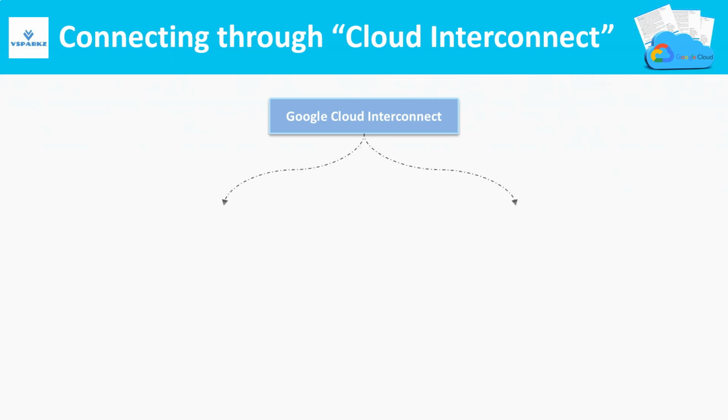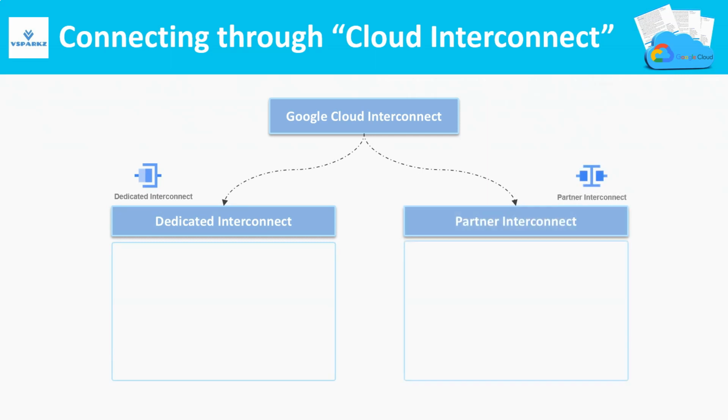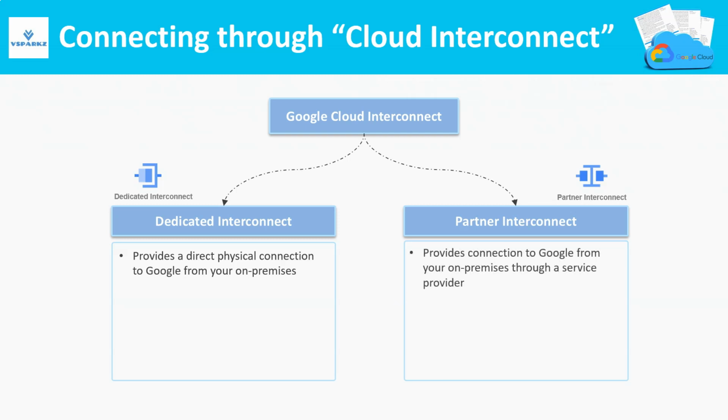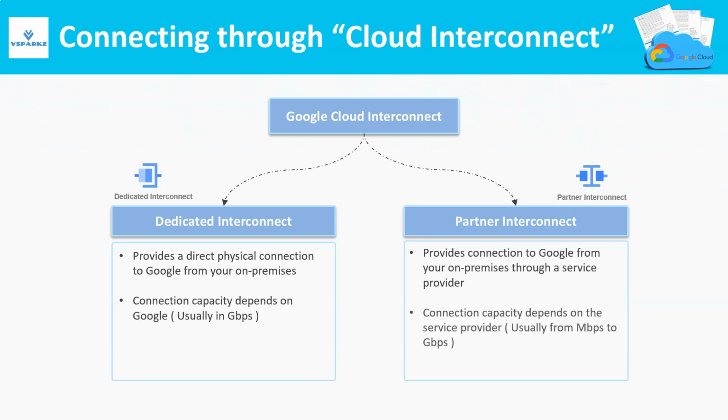Basically, there are two different types of Cloud Interconnect you can go for: Dedicated Interconnect and Partner Interconnect. In Dedicated Interconnect, you need to install direct physical cables, equipment, and connections to the Google Cloud data center. Whereas on the other hand, if you cannot afford the cables, equipment, and installations, you can go for Partner Interconnect. In Partner Interconnect, the cables and connection setup will be taken care of by the partner or the service provider. In Dedicated Interconnect, the bandwidth is fully dependent on Google, whereas in Partner Interconnect, it is dependent on the service provider.